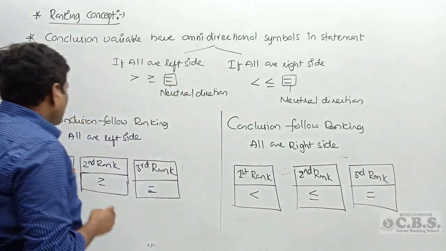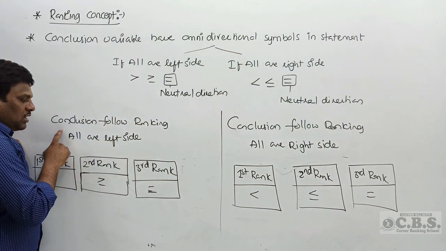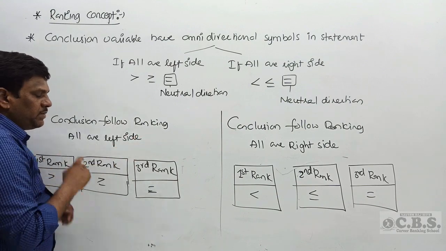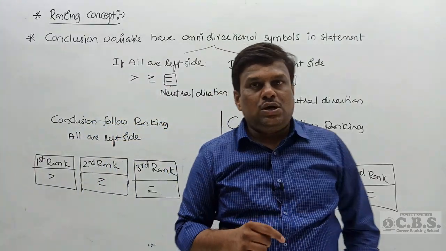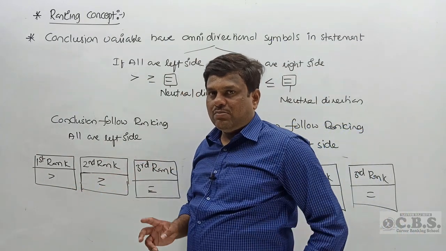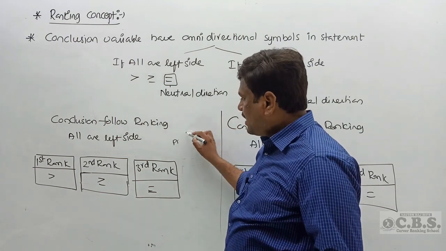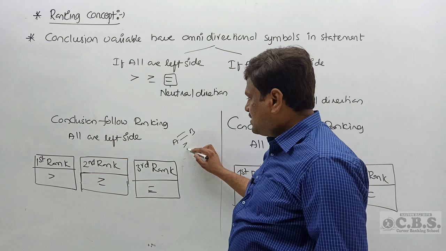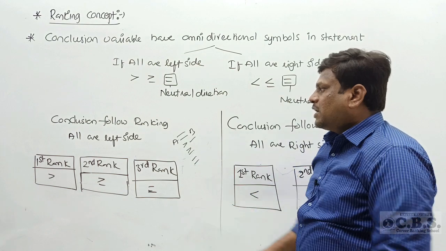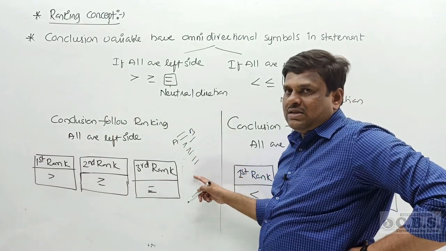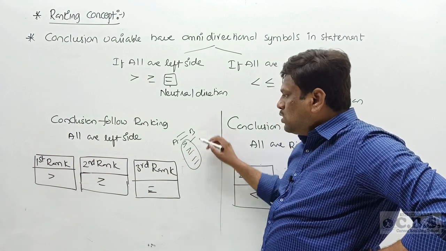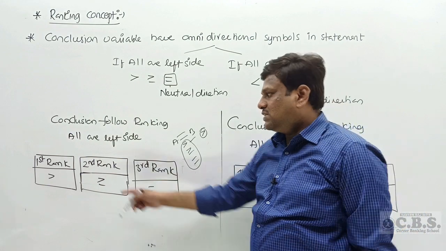Let's go to the ranking. If a conclusion follows ranking, all symbols must be first rank, second rank, or third rank in the statement, and the right answer for the conclusion variables depends on a simple technique. Let me take a simple example like A and B. Suppose A and B contain three symbols in the statement: more than, more than or equal to, and equal to. What is the right answer? More than is the right answer. So this is the first preference.